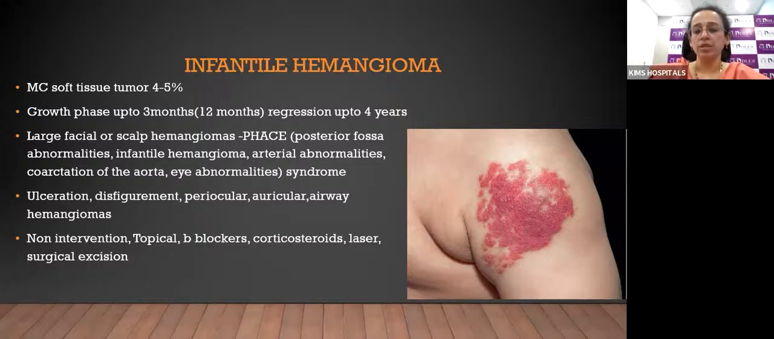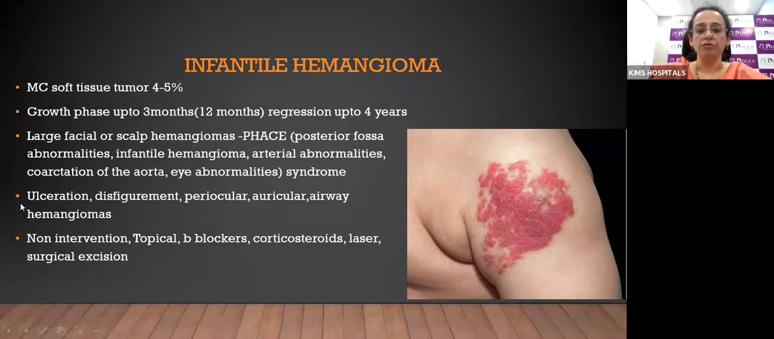And the other therapies for hemangiomas being topical application of beta blockers or systemic beta blockers, corticosteroids, and surgical intervention being laser therapy and surgical excision if there is a high chance of bleeding or airway involvement, which is life-threatening to the baby. For small skin lesions, we can just do the watchful waiting.